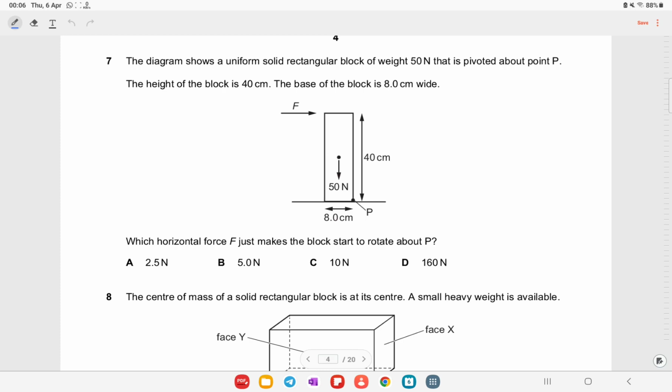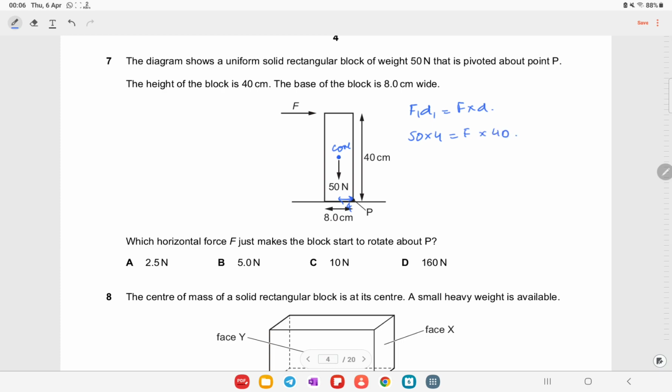Okay, that's a question of moments, principle of moments we are going to apply. And you know this formula is F1 D1 equals F times D. Now this is basically clockwise moment equals anti-clockwise moment. So now what we are going to do is, this is the center of mass, and the distance between this and this is 50 newtons times 4. So I'll write 50 times 4 equals F times 40.